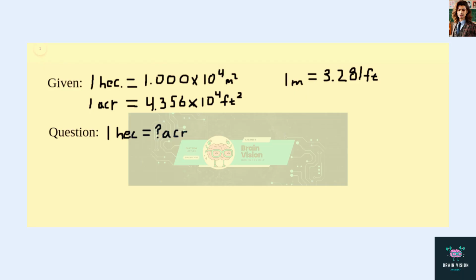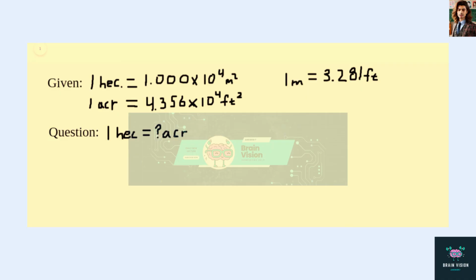hectares into acres. So I wrote what we have given here, 1 hectare, which I abbreviate as HEC. Make this a little easier to read. HEC is equal to 1.00 times 10 to the 4 square meters. And 1 acre, which I abbreviate as ACR, is equal to 4.356 times 10 to the 4 square feet. And then I also wrote down here the conversion between meters and feet, because we're going to need to do that if we're to compare these two quantities. 1 meter is equal to 3.281 feet.